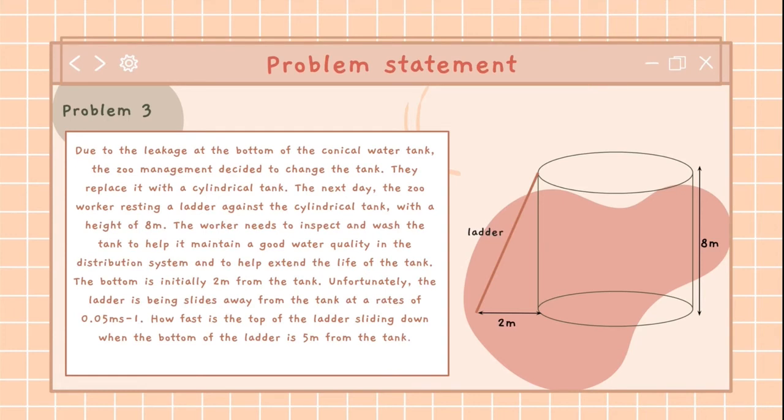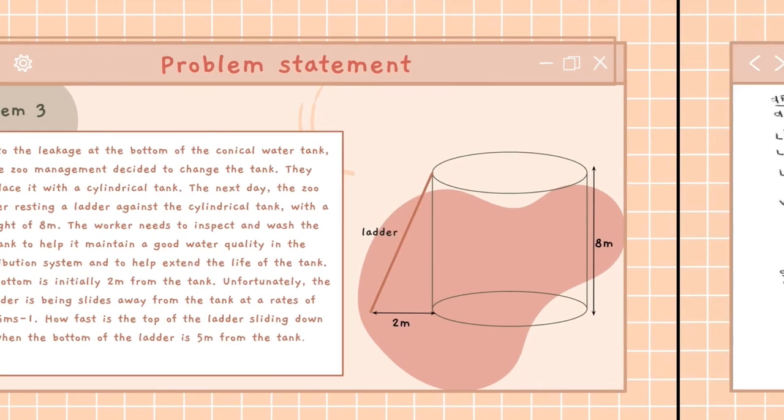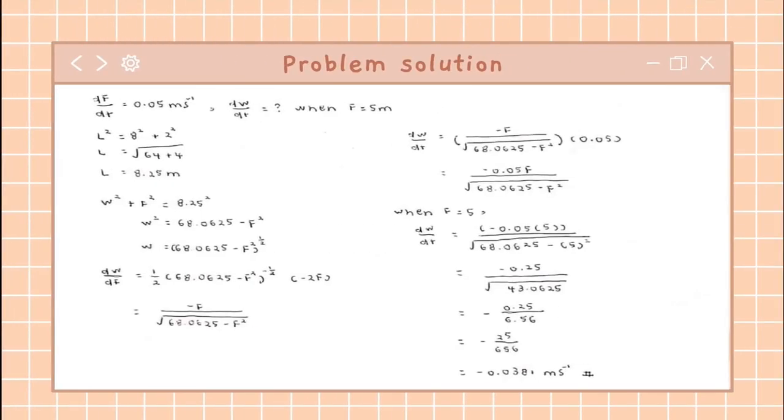The bottom of the ladder is initially 2 meters from the tank. Unfortunately, the ladder is being slid away from the tank at a rate of 0.05 meters per second. How fast is the top of the ladder sliding down when the bottom of the ladder is 5 meters from the tank? From the problem statement, we know that the ladder is 2 meters away from the water tank and it's moving away at the rate of 0.05 meter per second.